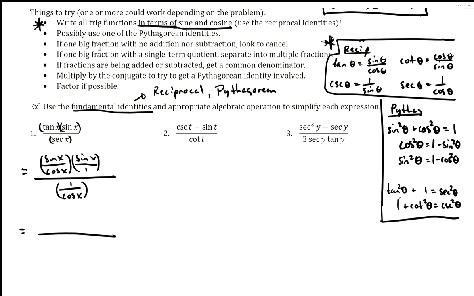So the sine of x and sine of x in the numerator would multiply to be sine squared of x. Cosine of x times 1 would be cosine of x. And then in the denominator, we have 1 over cosine of x.